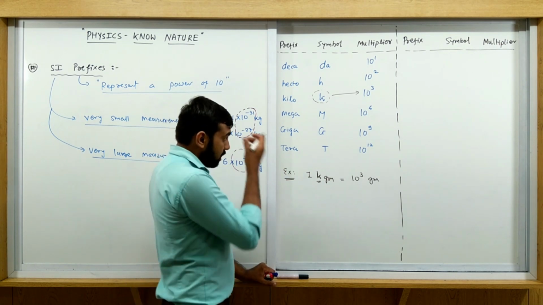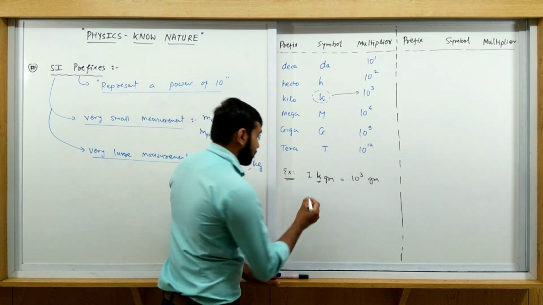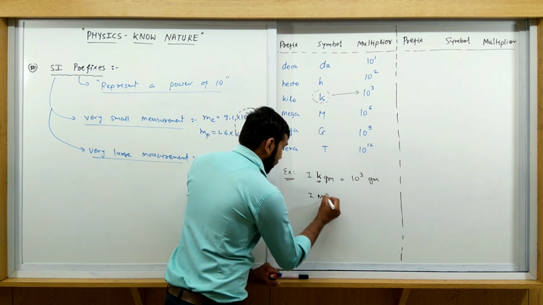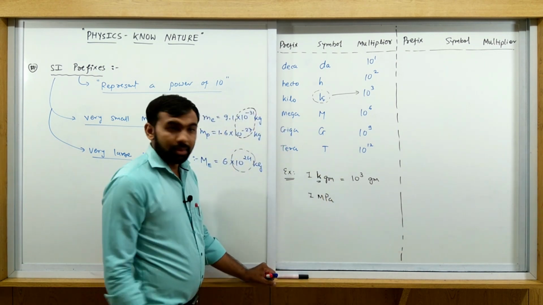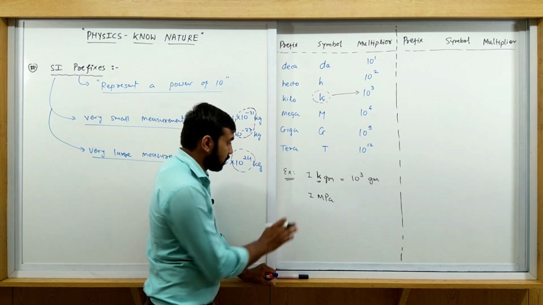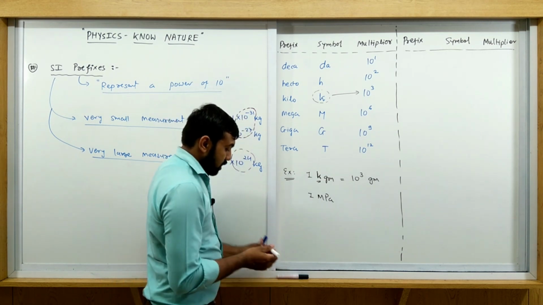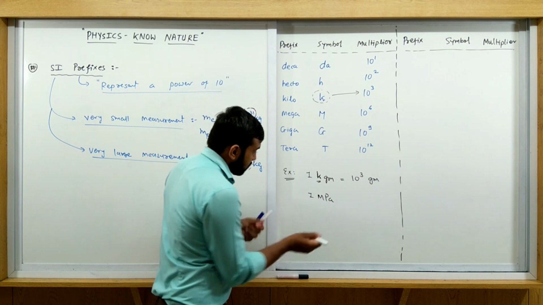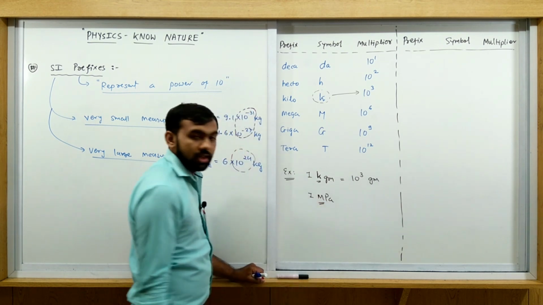Now another one, if you consider, like, 1 megapascal. Pascal is the unit of pressure. Pascal means pressure; we will discuss it in detail later on. But 1 megapascal, so what is the m? You just see this m is a prefix here.